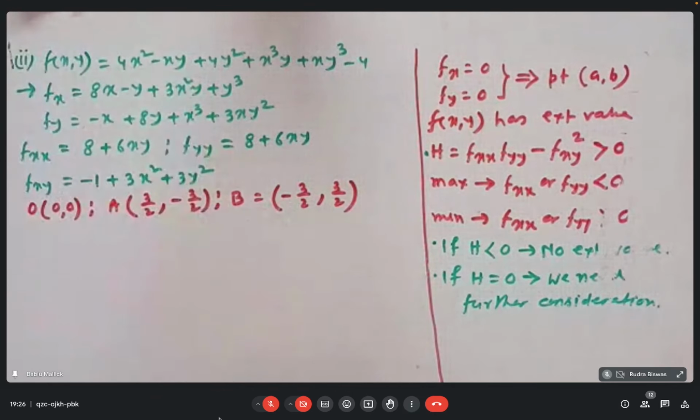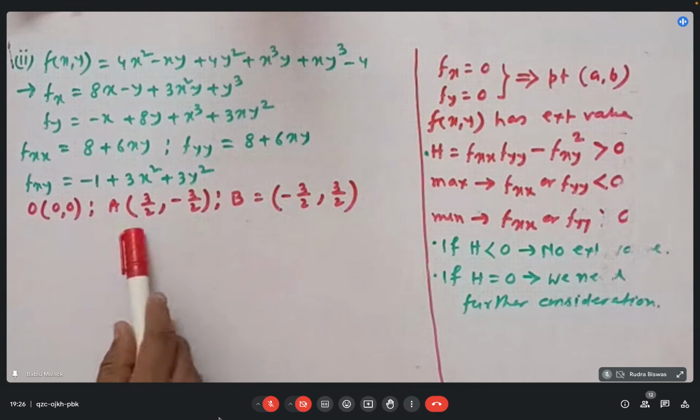Sir, should it be minus 3/2, minus 3/2? No, it was plus minus. If x is equal to minus y, or y is equal to minus x, something. Okay sir.